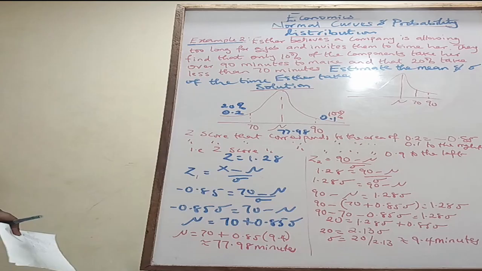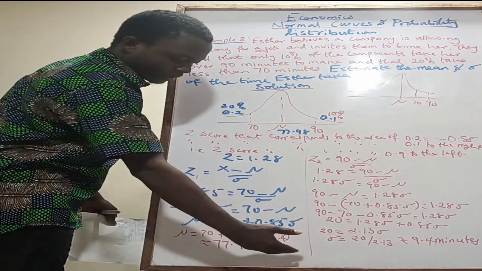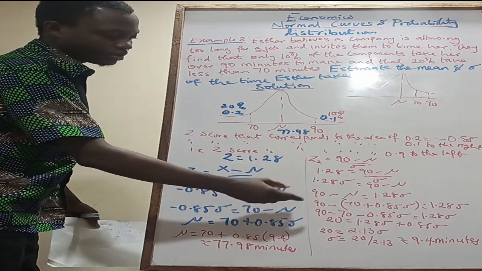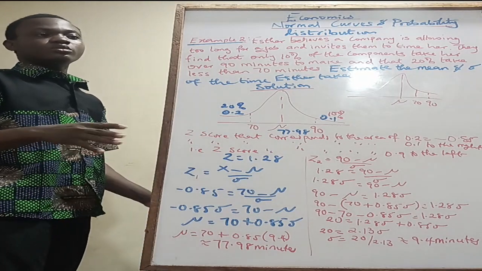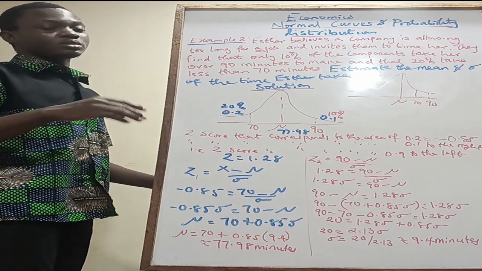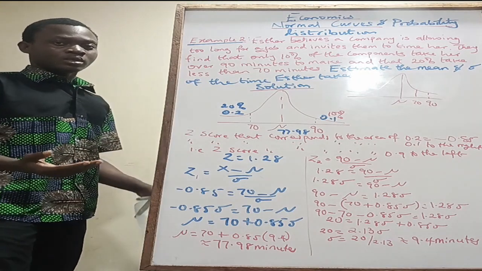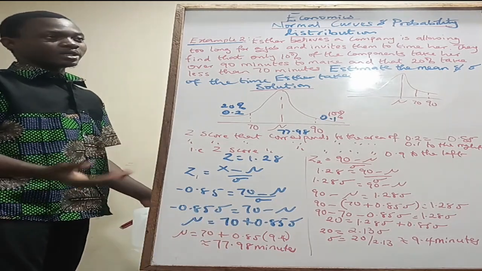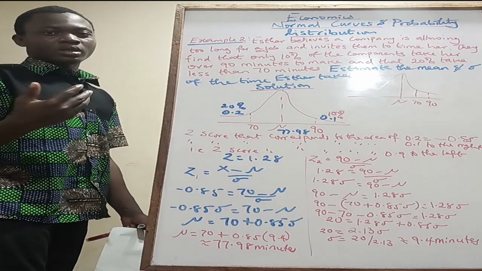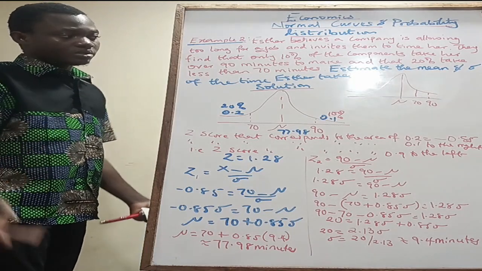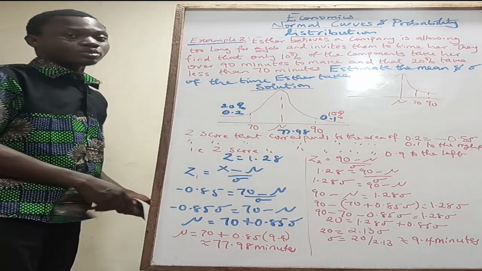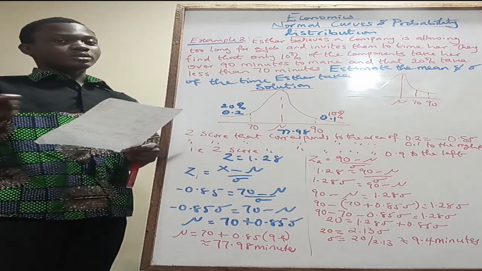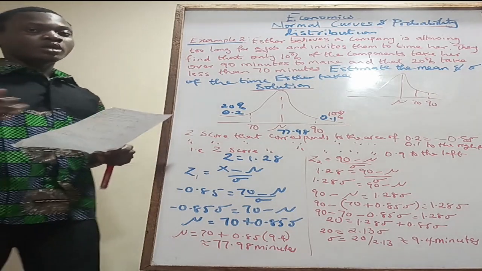So with this, we've solved the question. Our mean is approximately 77.98 minutes, and our standard deviation is 9.4 minutes. There might be little decimal differences. For example, you may get 77.93 here. That's like a gap of 0.05, which should still be acceptable. At the end of the day, I hope you understand the whole thing. Settle down, study it. You're going to be fine.